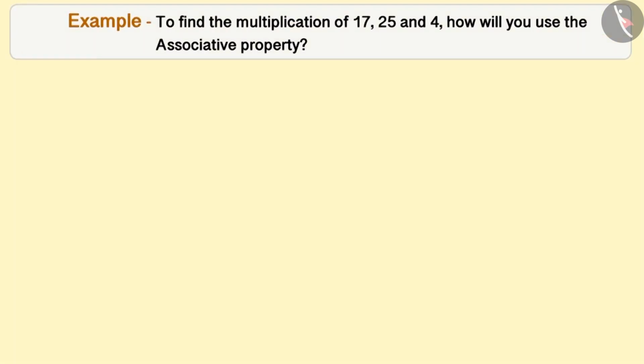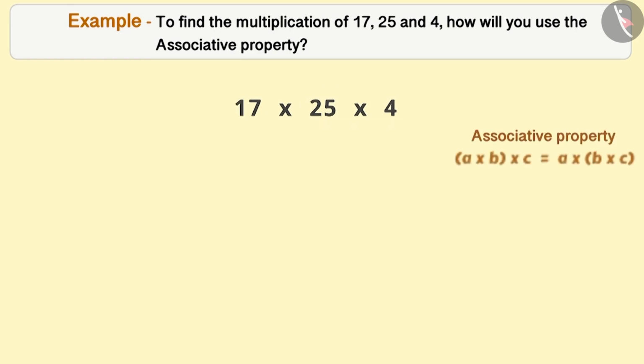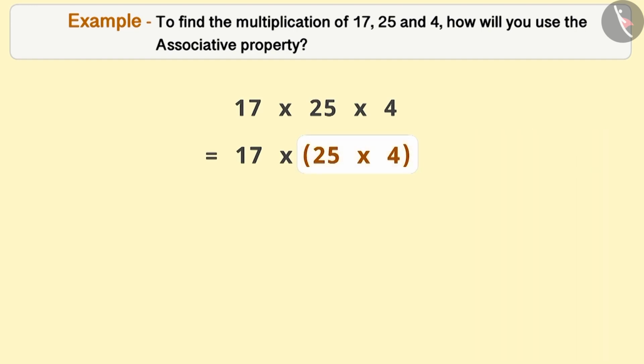Next example. To find the multiplication of 17, 25 and 4, how will you use the associative property? If we observe the numbers carefully, we can say that 25 and 4 can be multiplied very easily. Therefore, under the associative property, we can group the numbers like this: 17 multiplied by (25 multiplied by 4). It will be easier to solve by making groups like this. Here, the product of 25 and 4 will be 100 and 17 multiplied by 100 equals 1700.